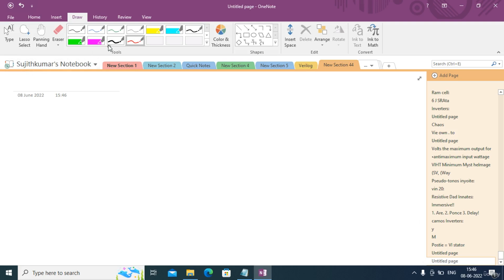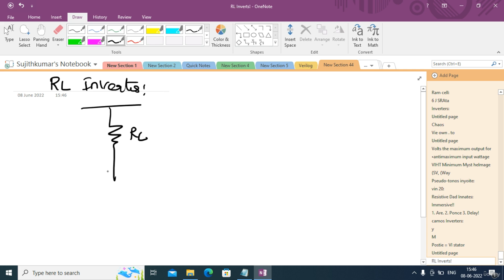Let us try to analyze the static power consumption of a resistive load inverter. Of an RL inverter, let us try to find out the static power consumption. So this is the RL and this is the NMOS transistor, and this is the input, this is the output. See, there are only two possibilities.